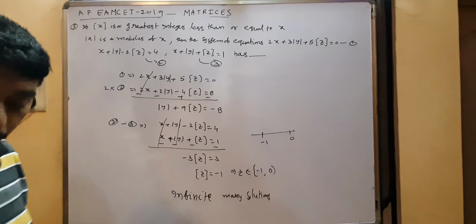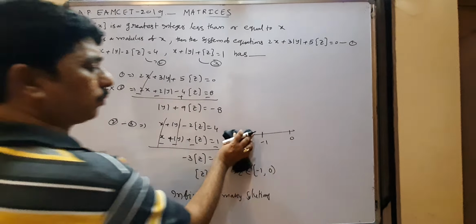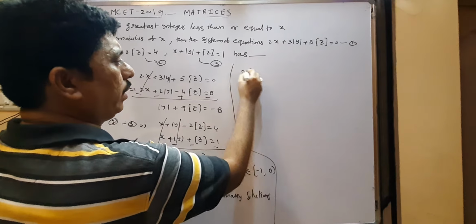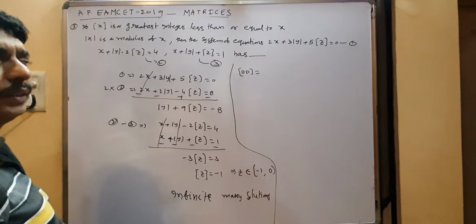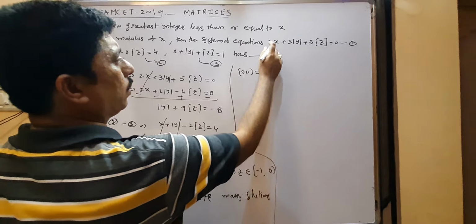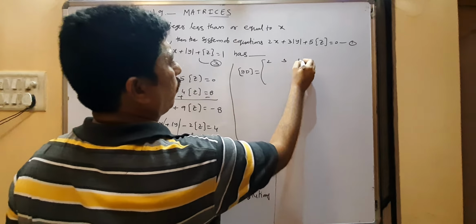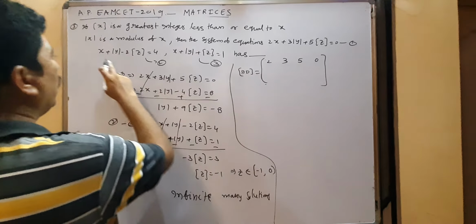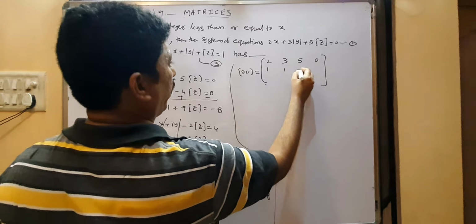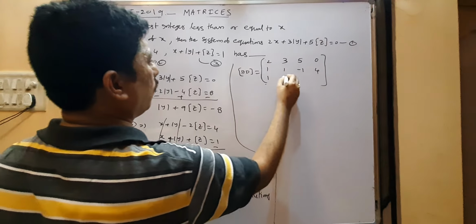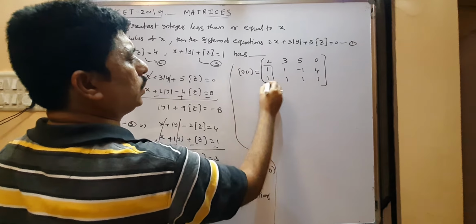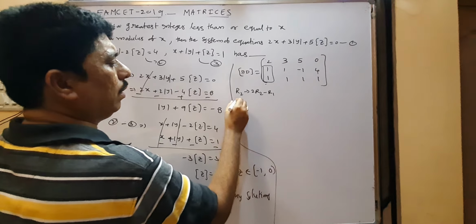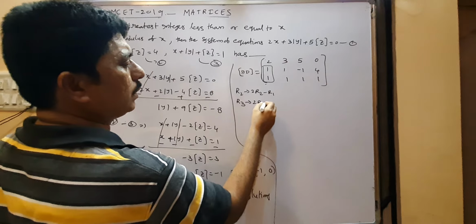This is one method. Now I will explain the second method, where we consider the augmented matrix. You can treat |y| as y and [z] as z. The coefficient rows are 2, 3, 5, 0; then 1, 1, -2, 4; then 1, 1, 1, 1. To eliminate these entries, apply R2 to 2R2 - R1 and R3 to 2R3 - R1.